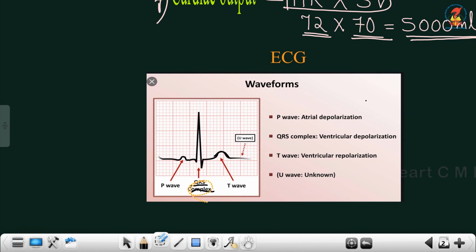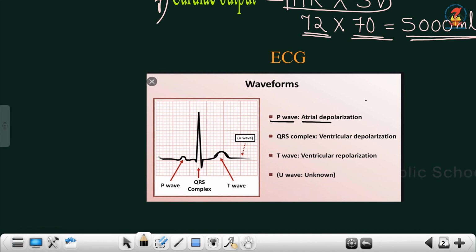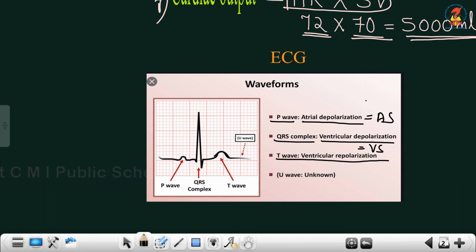You can identify 3 peaks. The P wave indicates atrial depolarization or atrial systole. The QRS complex indicates ventricular depolarization or ventricular systole, and the T wave indicates ventricular repolarization or joint diastole. So, this is correlated with the cardiac cycle we learned.